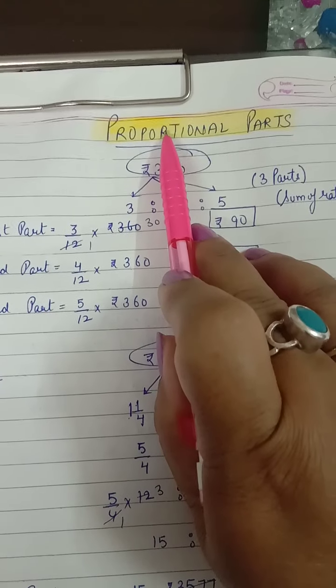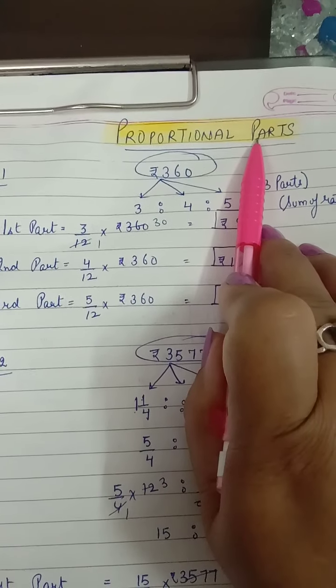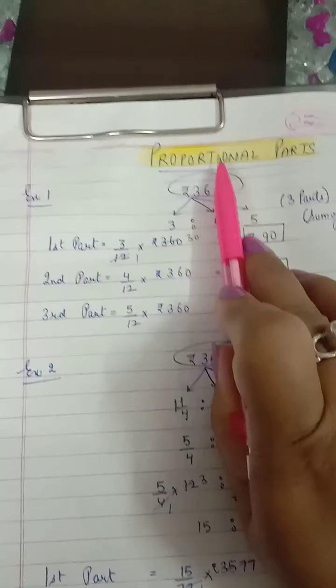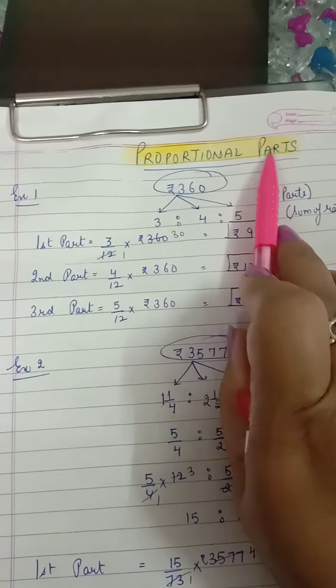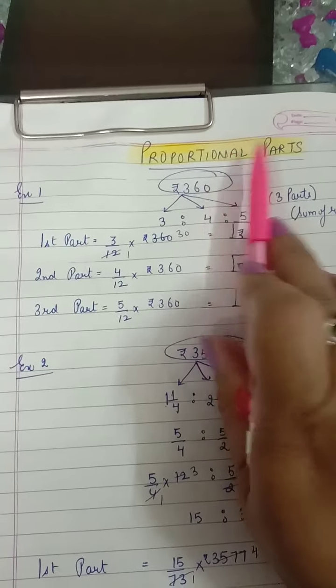Okay, now children, we come to proportional parts. Same ratio and proportion chapter. Now what are proportional parts? We'll be doing two examples which will make it more clear.